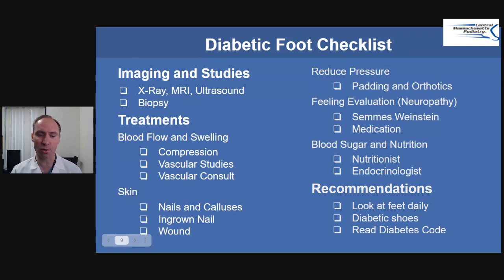Skin. How are the nails? Do you have any ingrown toenails? Any wounds? Any other areas? Do you have any high pressure points, whether it be from the top of the shoes with a hammer toe or a callus in the bottom that needs padding, that needs orthotics? How is your feeling examination? Do you have any neuropathy? Is there any medications you need for that? And then blood sugar and nutrition. Really, that's with your endocrinologist, a nutritionist, doing your own learning about the diabetes.